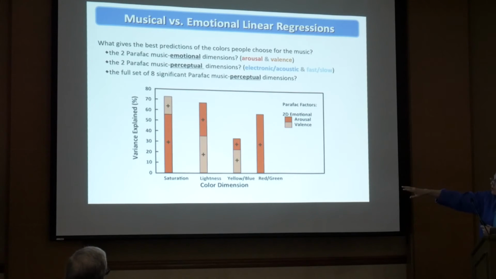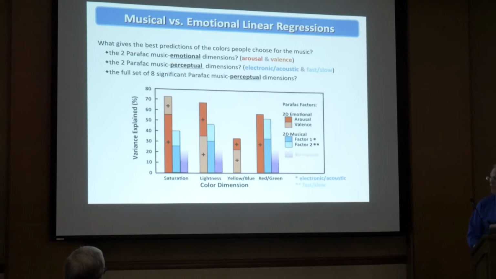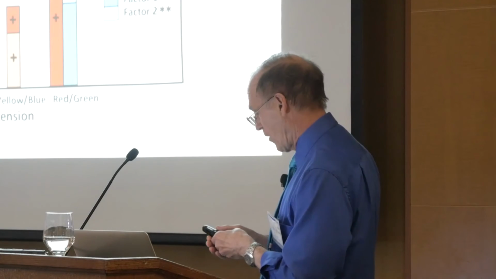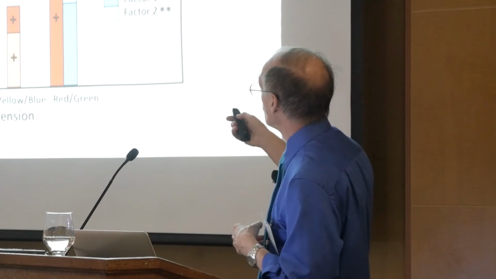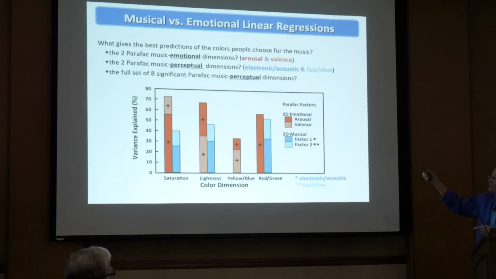You don't do quite as well with yellow, blue as you do with the others. But if you look at that, versus the 2 best fitting musical factors, we did a multidimensional scaling with the musical factors and took the 2 best ones. So we're looking at 2 dimensions versus 2 dimensions, so they're in some sense corresponding. And you don't do as well on any of the dimensions. And in fact, as I said, on yellow versus blue, you get none of the variance. Okay.